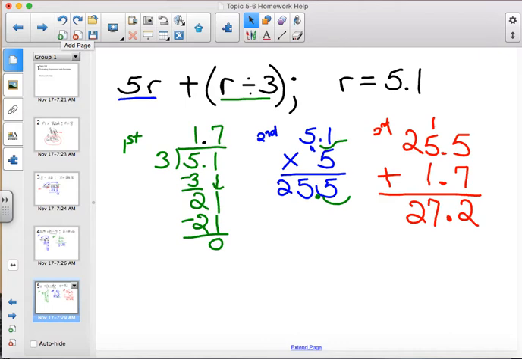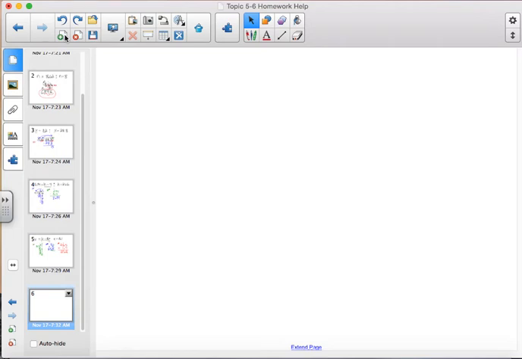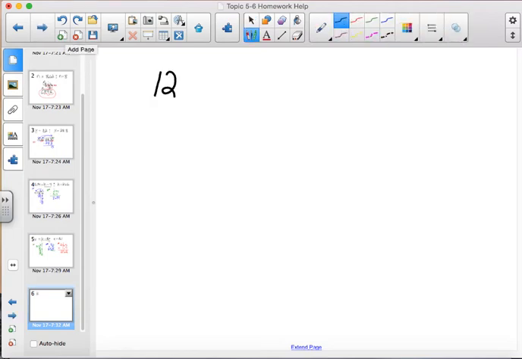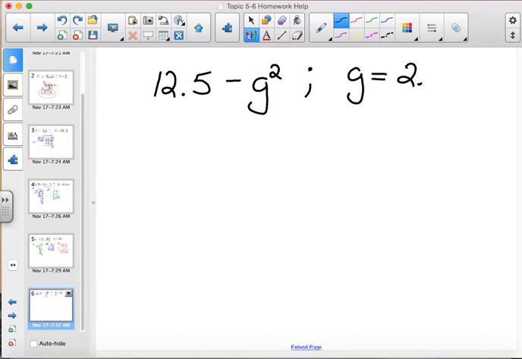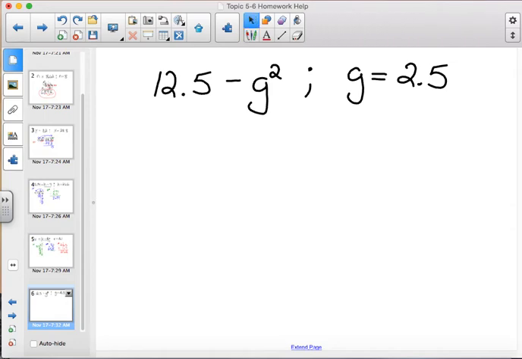Okay, and let's try one more example problem. Let's try this problem. 12 and 5/10 minus g to the second power. The value of g equals 2 and 5/10. So go ahead and solve that problem. I'll pause the video.